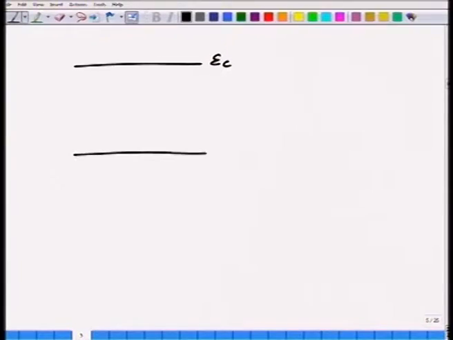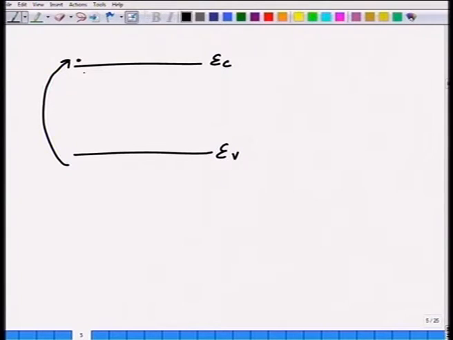Let us do it again. We have EC, we have EV, the band edges. We know that if there was no impurity atom, then we would have had to break this bond, and an electron from here would have jumped over to here, leaving a hole behind. That is the picture we have been talking about in intrinsic semiconductors.